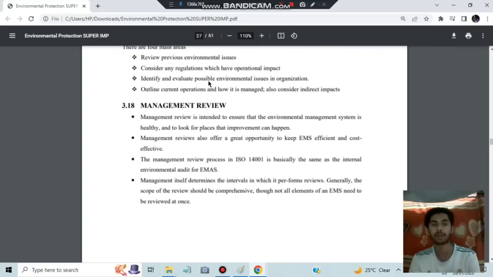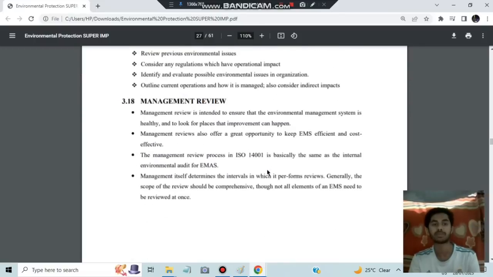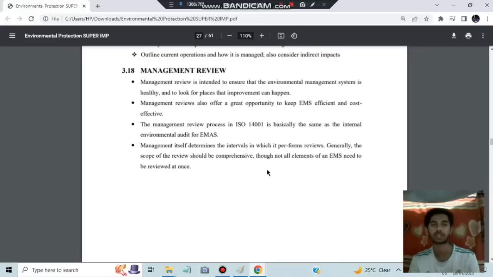Then we have the management review, the second half of the question, which is regarding the management review. What is management review? Management which is reviewing. That's all. What is management review? It offers a great opportunity to keep the EMS efficient and cost effective. They ensure that the rules of ISO are being followed in their organization. That is called management review.